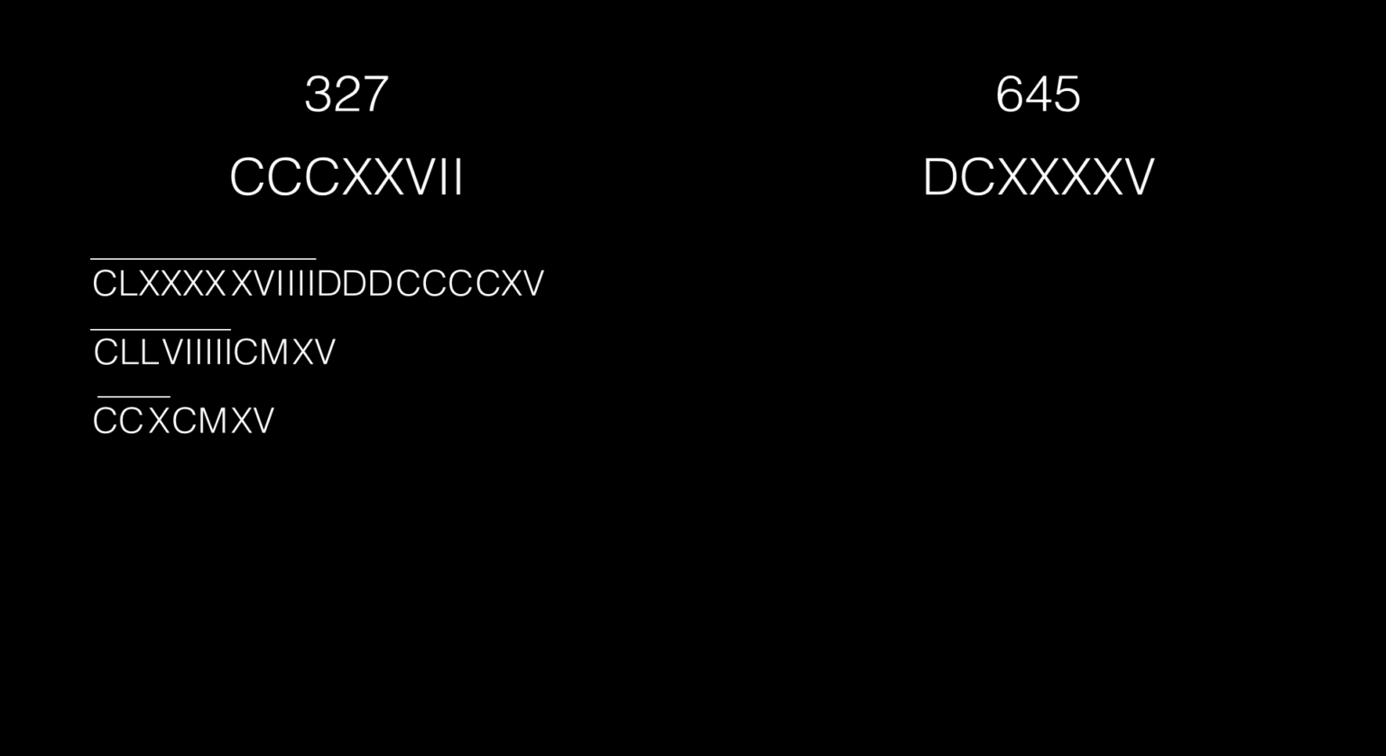So 327 times 645 is 210,915. Of course, the Romans didn't multiply like this. They did it like this. Let's try it with the numbers 42 and 213. 42 is 4 times X followed by 2 I's. 213 is CCXIII.